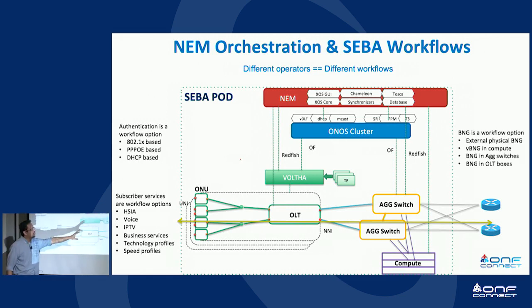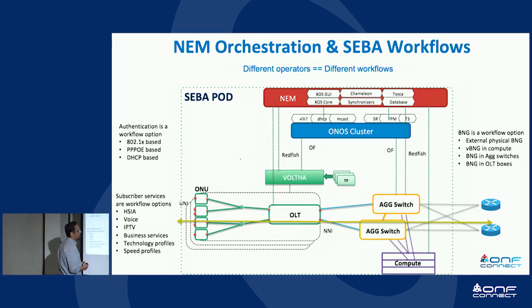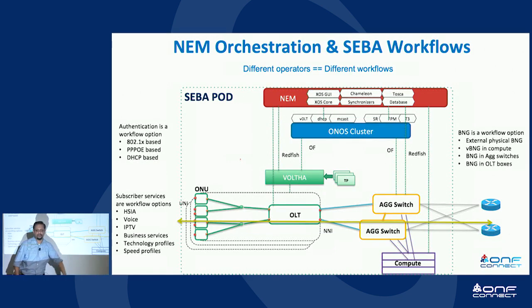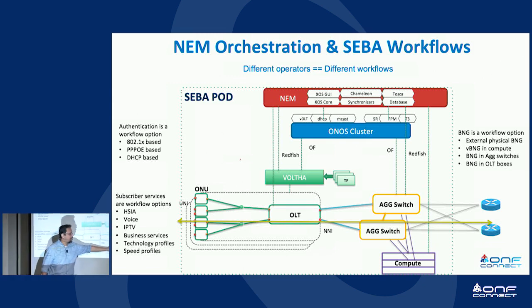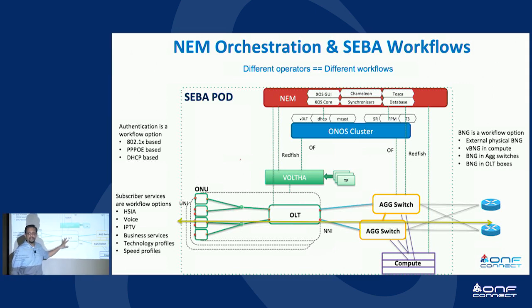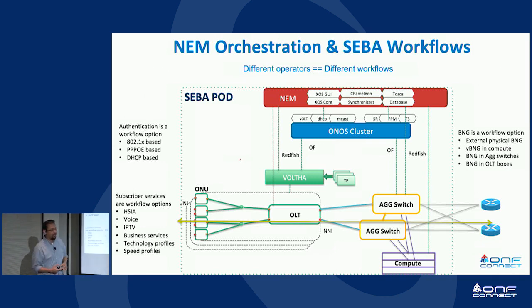This BNG that this traffic actually terminates at before it goes out to the internet might be external hardware, could also be a virtual BNG that is running in the compute, or the functionality can actually be implemented in the hardware, either in the OLT or in the aggregation switches, which is actually on the roadmap for SEBA. So BNG is also a workflow option, right? You have all these choices. So different operators, different workflows. Workflows are implemented in NEM.